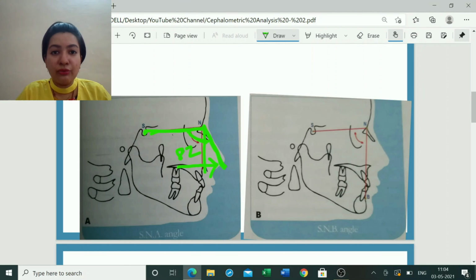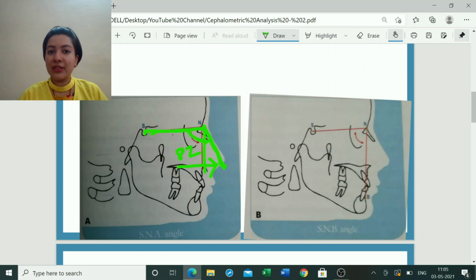In which cases do we have a prognathic maxilla? You should be knowing that in class 2 cases, it can be either retrognathic mandible or prognathic maxilla, or a combination of these two things. Okay, so when SNA increases, it is indicative of prognathic maxilla. Next, if my SNA reduces, suppose it is 75 degrees, how do you interpret it? It indicates that my maxilla is retrognathic. It is posteriorly placed. In which situation is my maxilla retrognathic? It is retrognathic in class 3 cases.